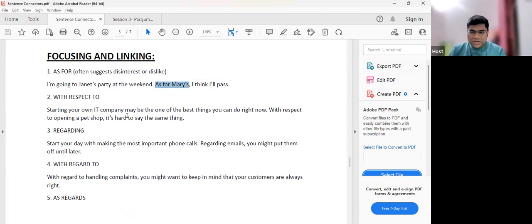I always prefer eating vegetarian meals when I am outside. As for non-veg, I think I would rather avoid it. Something like this. So regarding, with regards to, as regards to, with respect to.